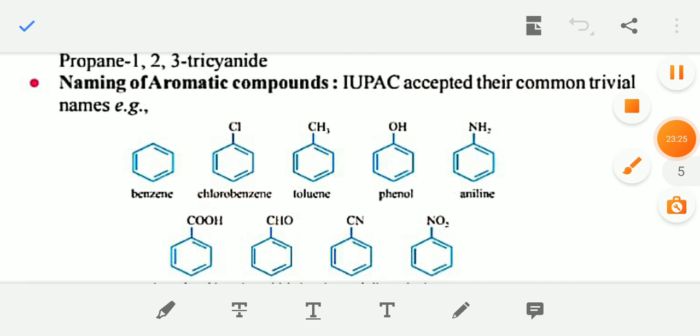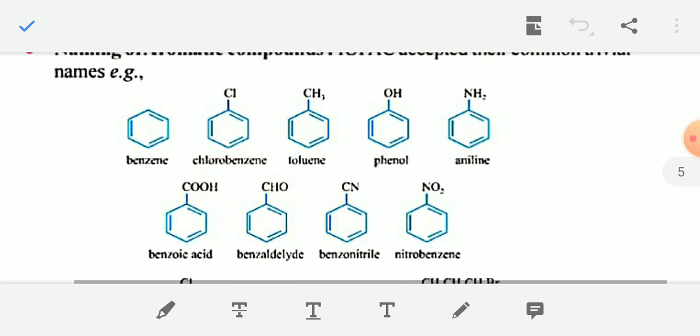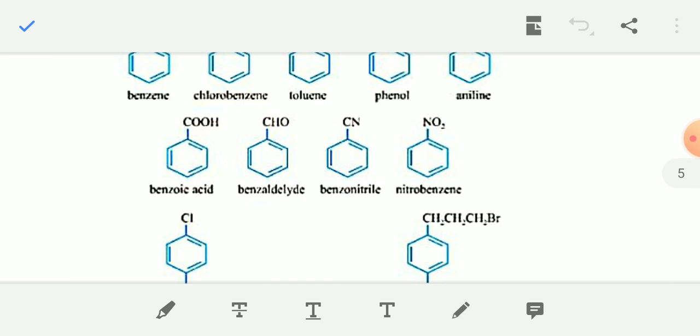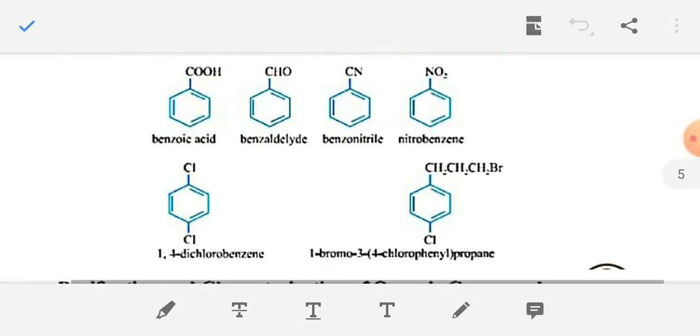Now, naming of aromatic organic compounds: IUPAC accepts their common trivial names. For benzene, the name is benzene. For chlorobenzene, it is chlorobenzene. If CH3 is present on benzene, it is known as toluene. If benzene contains an OH group, it is phenol. If benzene contains an NH2 group, it is aniline. If a COOH group is present, it is benzoic acid. If a CHO group is present in benzene, then it is benzaldehyde.